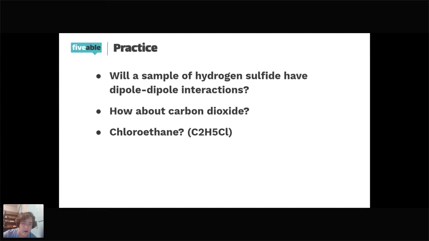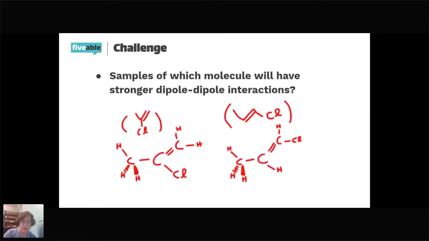Awesome, cool. So I have a challenge, and the challenge is: samples of which molecule will have stronger dipole-dipole interactions? The left molecule is called 2-chloro-1-propene, and the right molecule is called 1-chloro-1-propene. Which molecule do you guys think will have stronger dipole-dipole interactions? You can throw a guess out there, just call out left or right. And don't worry, I will explain the answer. Anyone want to throw a brave guess out there?